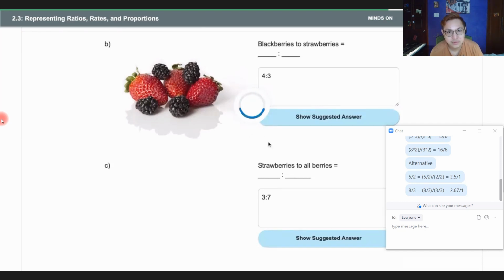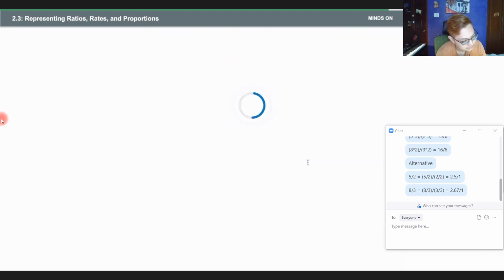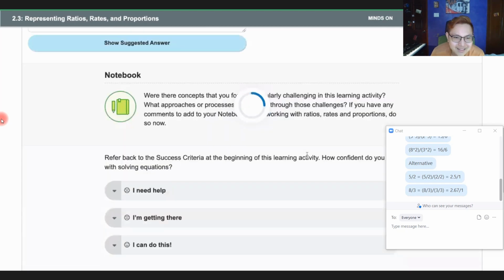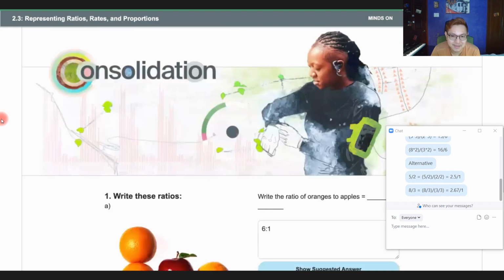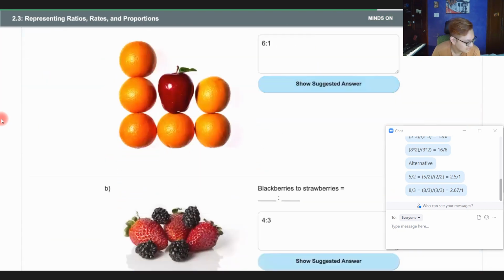Why is it still loading? Weird. I think it's loading on the top. It just keeps loading there. Is it good now?